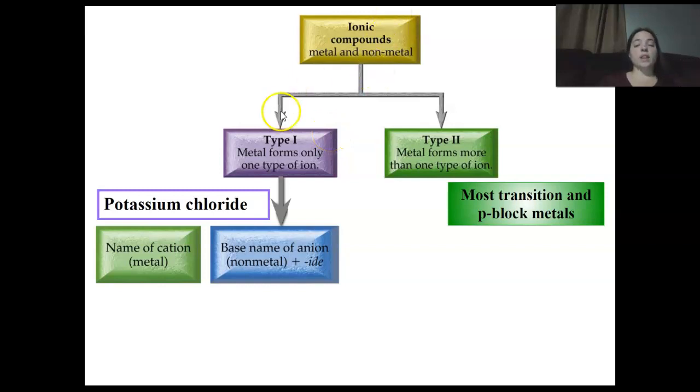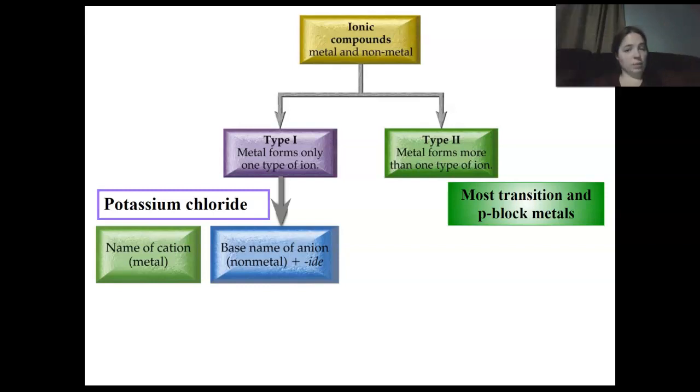So as you're looking at that, the really easy ones, you have the metals that form only one type of ion. That's what we've been seeing, potassium, sodium. It's either +1, +3, +2. Those only have one positive charge. So you name the metal, and then you name the nonmetal with ide at the end.